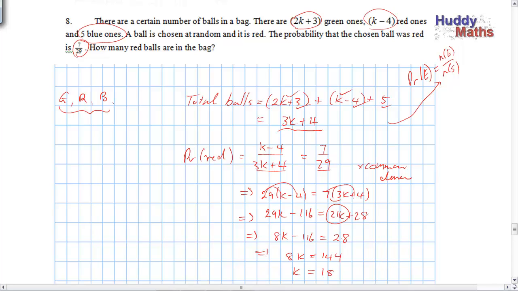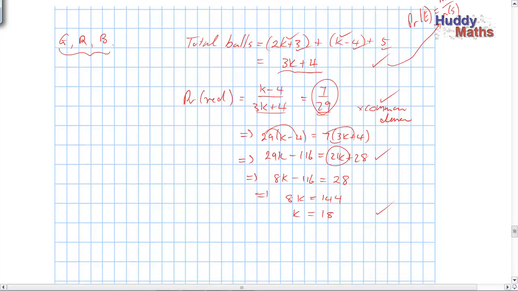Alright, so let's mark that so far. 1 for the expression, remembering that the probability of red was 7 on 29, that was given to us. 1 for some sort of expansion there, and 1 for getting k. But we want the number of red balls, so the number of red balls, which we haven't finished yet, is given by k take 4. So it's 18 take 4, which is 14 red. And there's 1 mark for that. So that's a total of 5 for that question. Not too bad. Okay, let's look at the last one now.